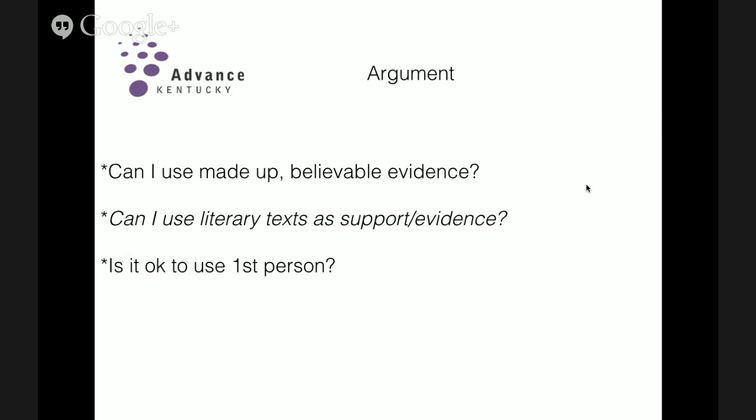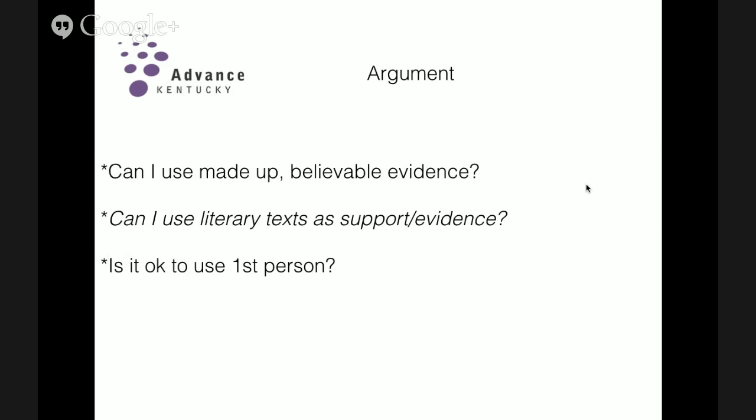Can I use literary texts as support or evidence? This one's actually kind of tricky because I have seen students use examples from a literary text, but the examples were to support something real that had happened.